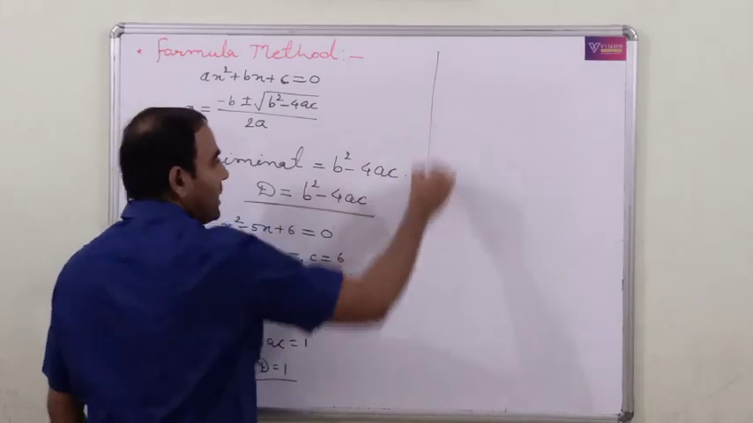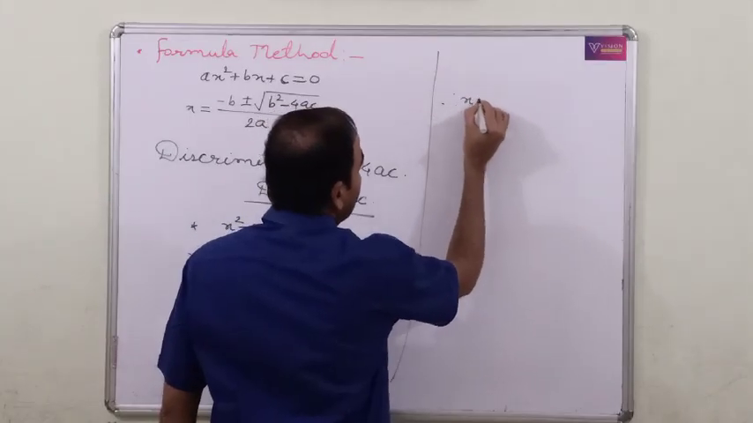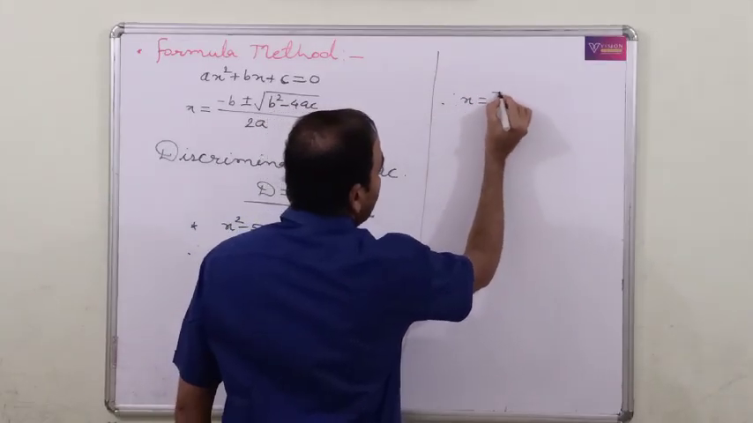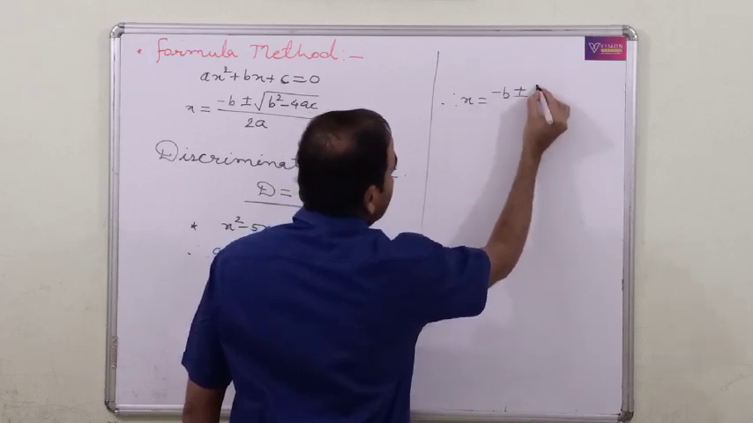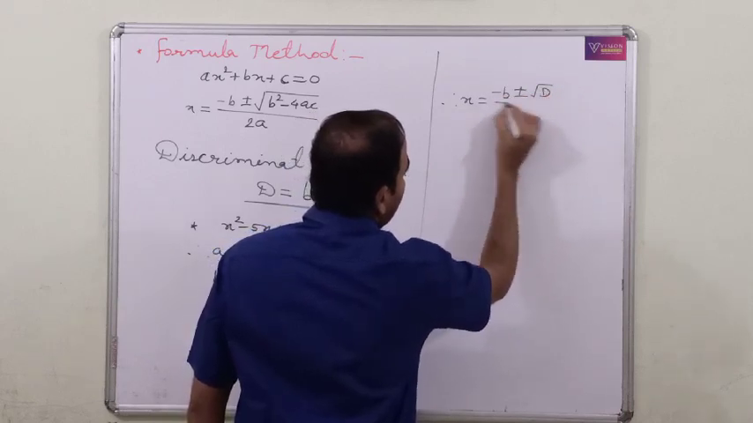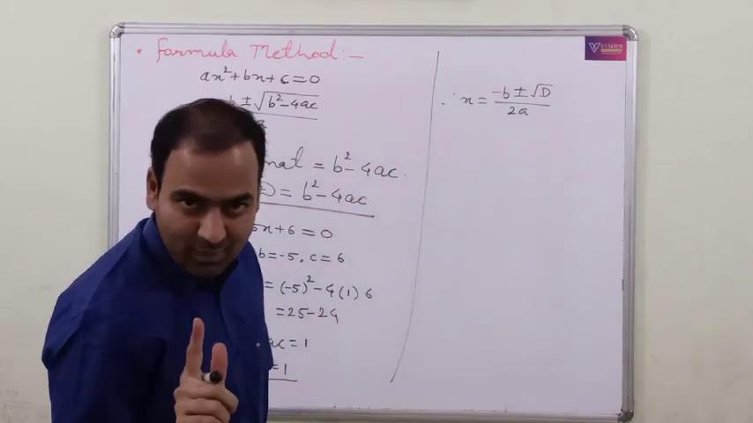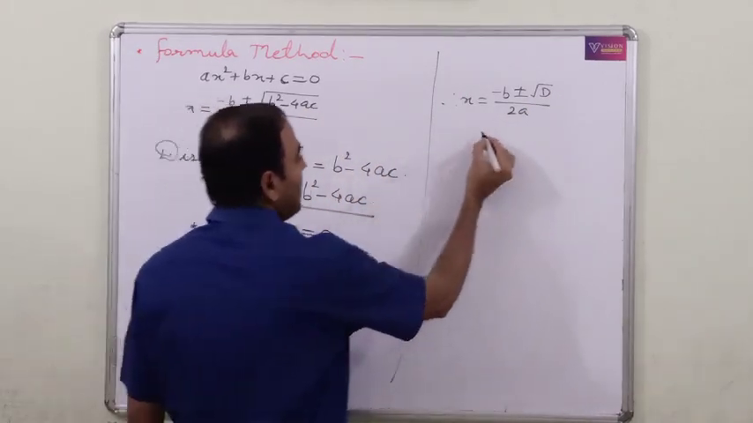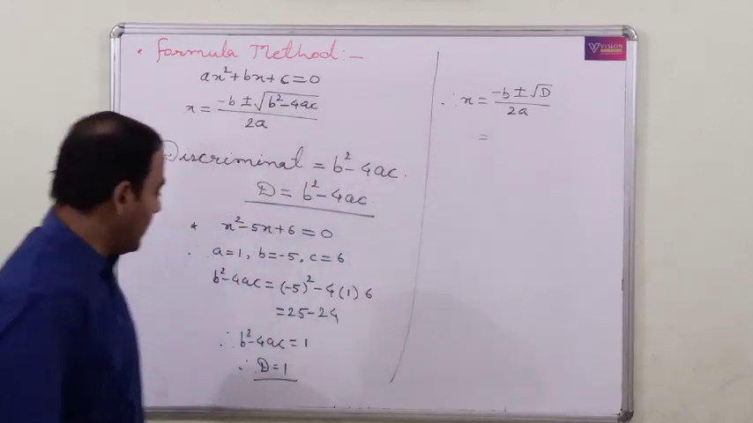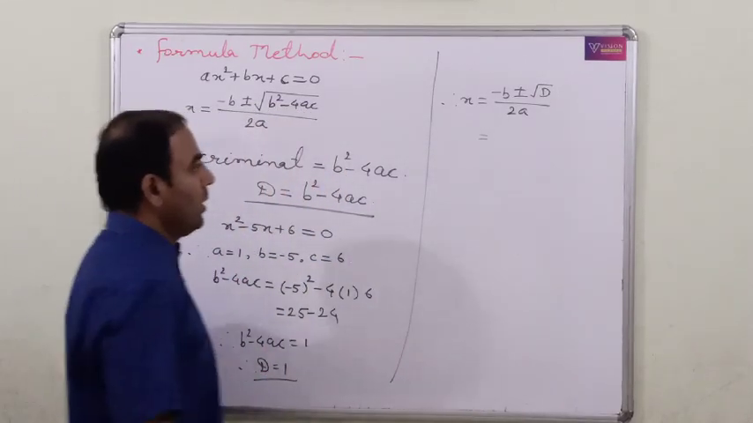अब हम वैल्यूज लेंगे. We know the formula, therefore x is equal to minus b plus or minus under root D upon 2a. D for discriminant. So we take the minus b. What is the value of b? Minus 5.